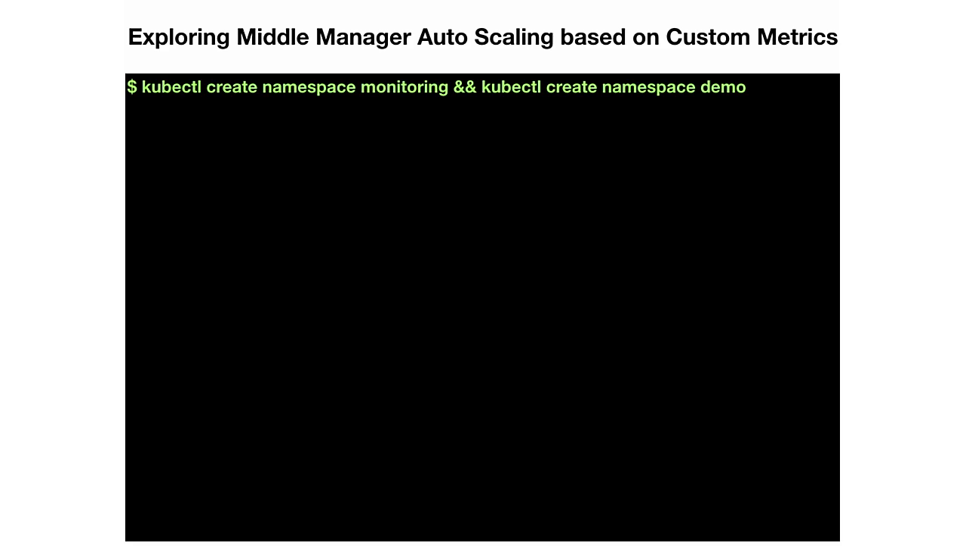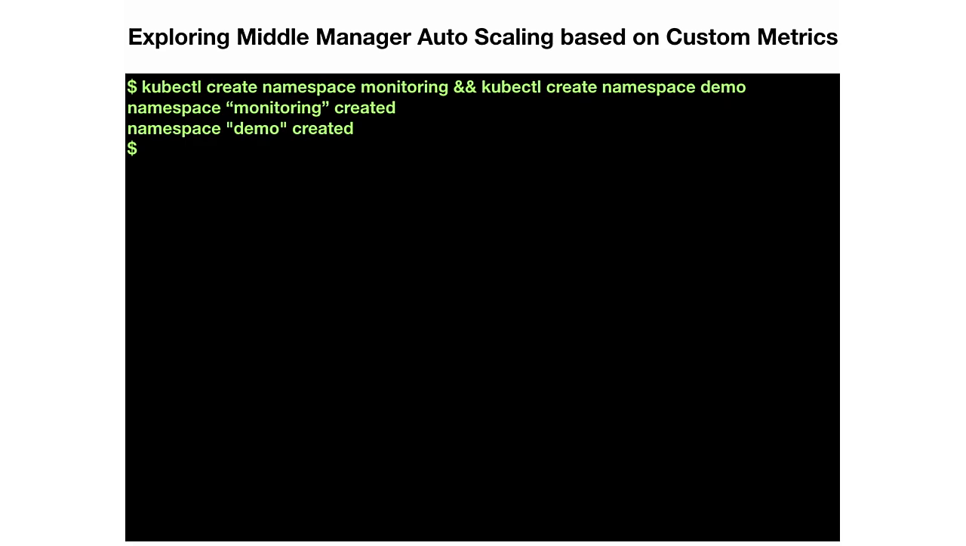Now let's explore middle manager autoscaling based on custom metrics. The following deployments happen on CLI. The combined shell commands create two namespaces, monitoring and demo. Monitoring is a dedicated namespace for Prometheus and relevant components such as Kubernetes custom metric API with Prometheus adapter. Druid pods will be deployed in demo namespace.